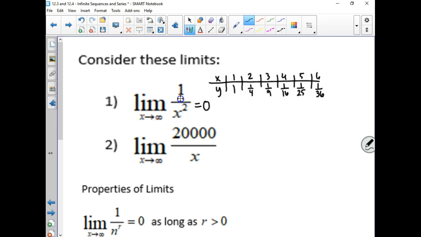We've got 20,000 over x. So if I made a chart for this, I'd have 1 would be 20,000, 2 would be 10,000, 3 would be, let's grab the calculator on that one, 20,000 divided by 3. 6,666.6, repeating. So my numbers are decreasing.